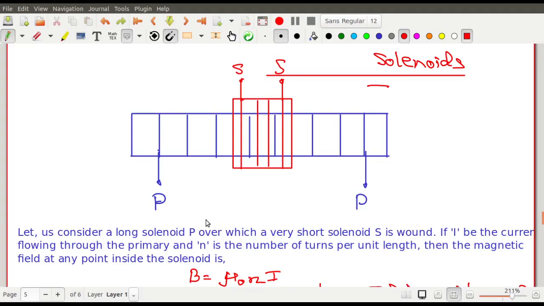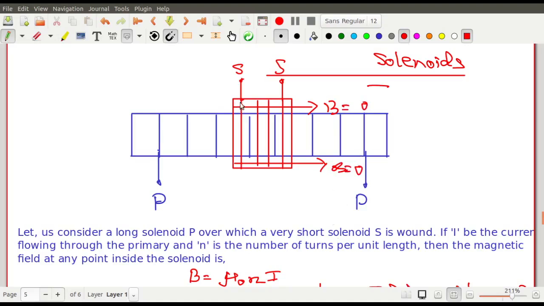That means the magnetic field that you have used over here is which magnetic field? The magnetic field of the primary. And definitely in this region B is 0. In this particular region B is definitely 0, right?